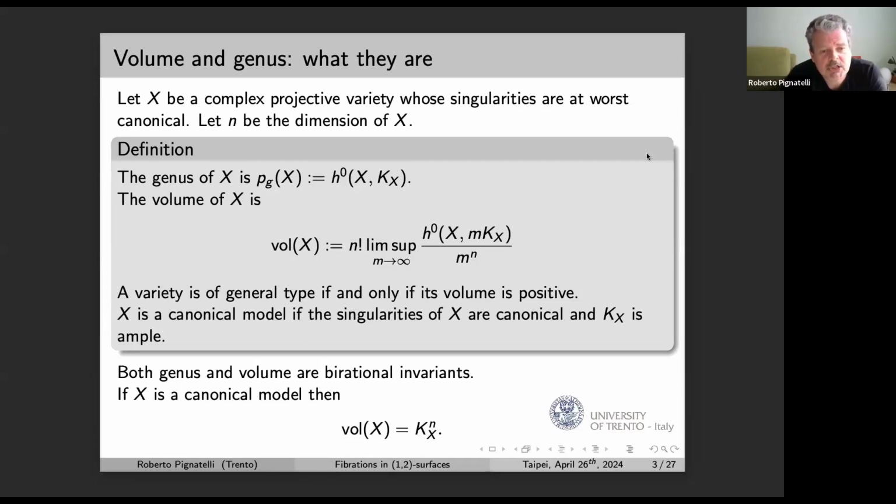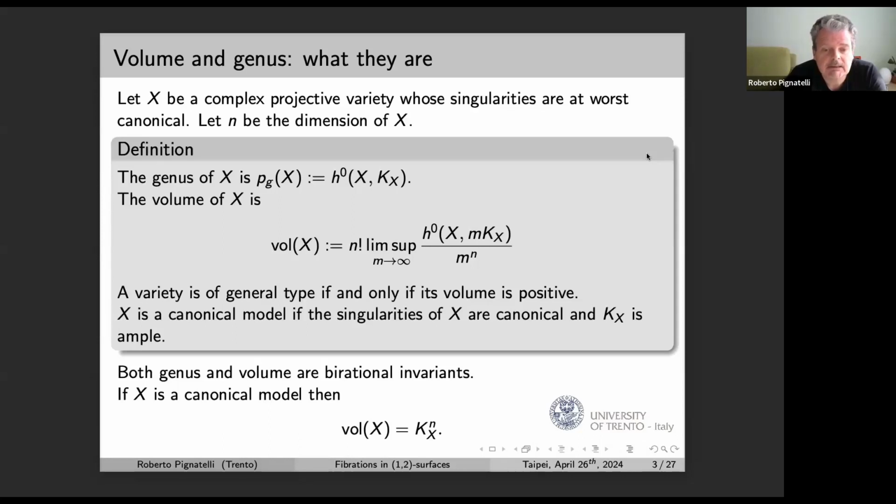So the genus is, as usual, defined as h0 of Kx, the dimension of the space of global sections of the sheaf associated to a canonical divisor. For the volume, well, I like this definition, which is total, I think. I don't know who did it first, but this definition of volume of a variety is this limsup.